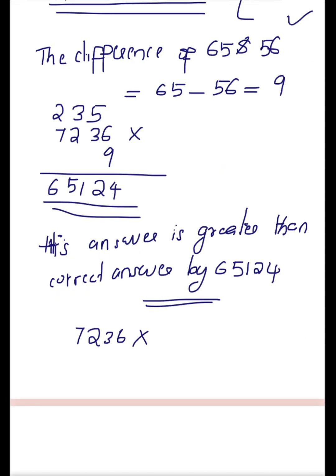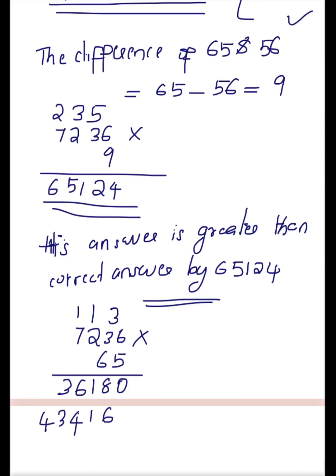7236, and if you are multiplying it with 65, okay, then what you will get? 30, carry 3, 15 plus 3, 18, carry 1, 10 plus 1, 11, carry 1, 36. Okay, now 6 into 6 is 36, carry 3, 18 plus 3, 21, carry 2, 2 into 6, 12, 12 plus 2, 14, carry 1, 7 into 6, 42, 42 plus 3, 43. Okay, let's add it. 0, 14, 3, 10, 7, 4, 4, 7, 0, 3, 4, 0.